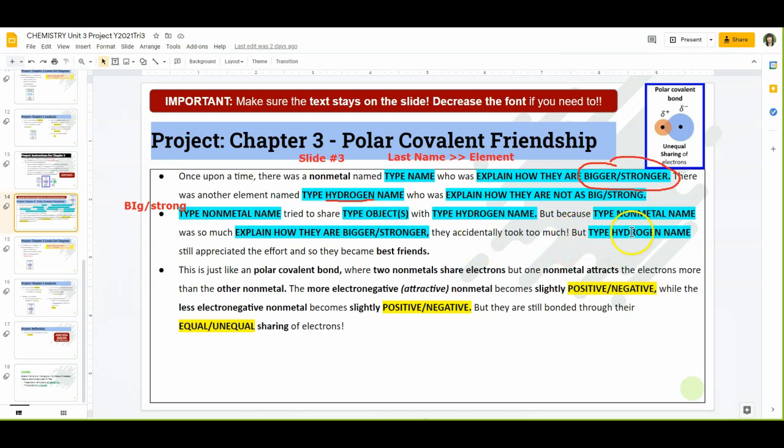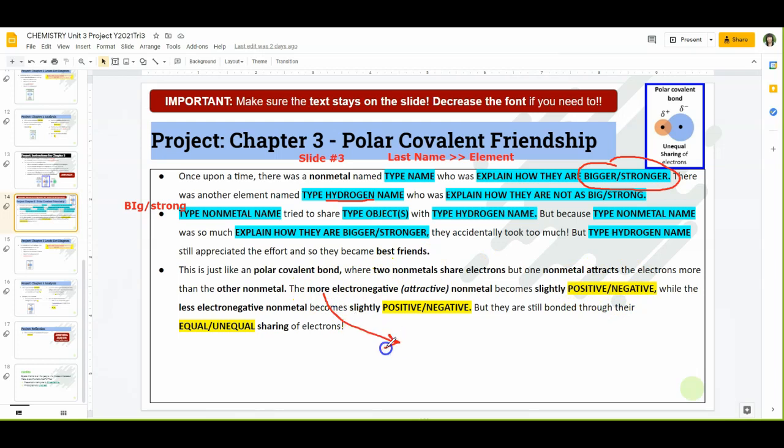So the hydrogen, make sure to type the hydrogen's name, still appreciated the effort, and so they still became best friends. Again, you can still create a bond here. Even though they're not sharing perfectly, there's still an effort to share. Okay, so this is just like a polar covalent bond where two nonmetals share electrons, but one nonmetal attracts the electrons more than the other. So the more electronegative nonmetal who's more attractive to negative electrons, you should be able to figure out if they become slightly positive or slightly negative.